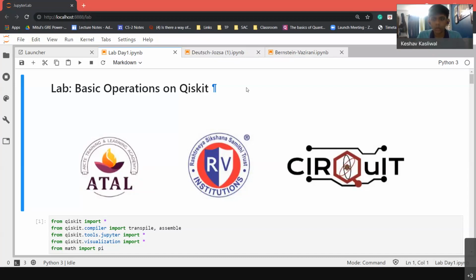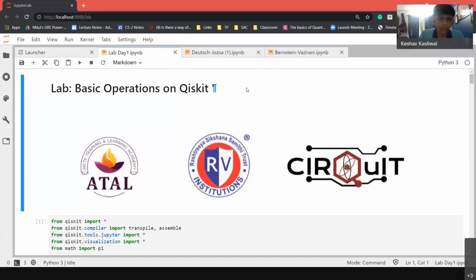I hope you are all familiar with Python, and just the basics would work, because Python is a language in which even if you read it twice or thrice, you understand what it actually does. So that was a brief introduction about what Qiskit is.